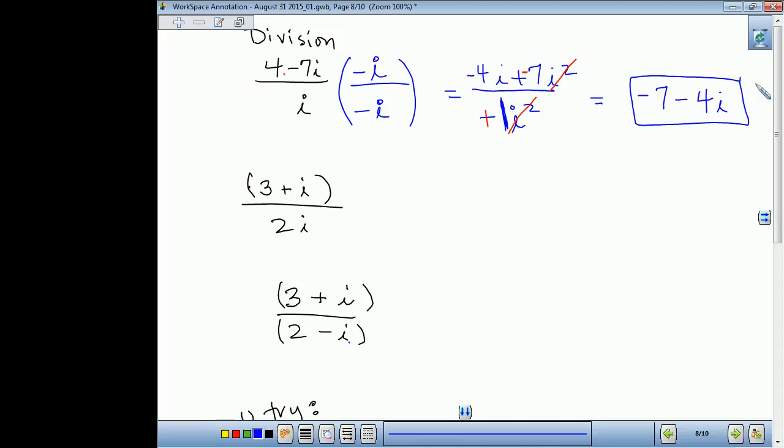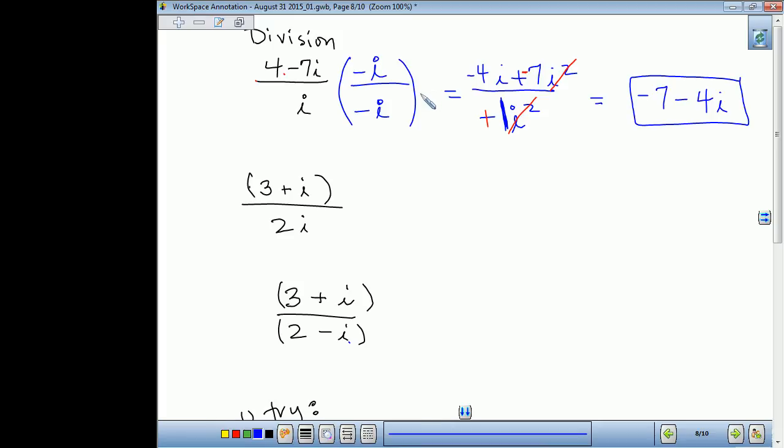So what if we have more on the bottom? It's going to get a bit harder. Maybe this one's a little bit, not a big deal though. Now, are these two things conjugates? Conjugate, negative i. Yes.